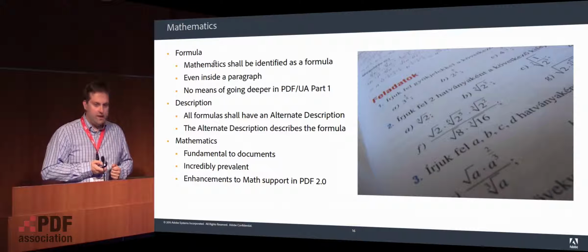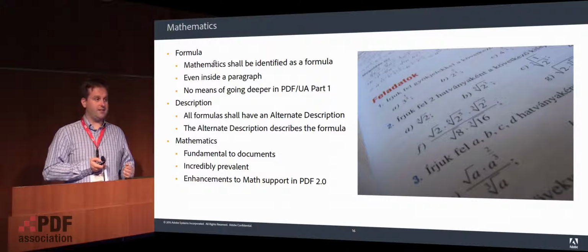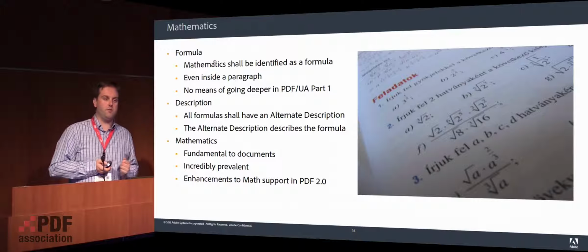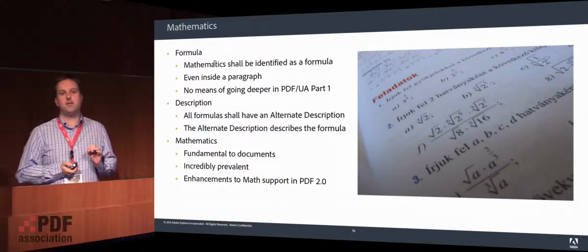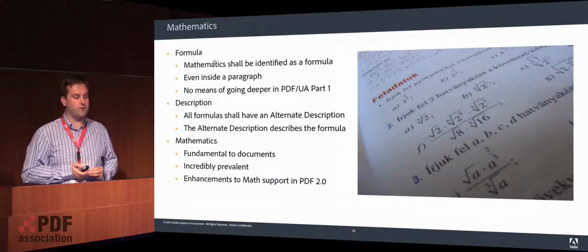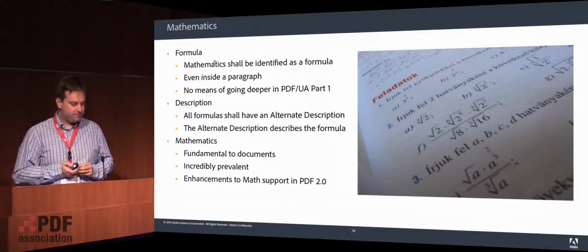In PDF 2.0, we're enhancing this to make math a first-class citizen. And so this isn't in PDF/UA Part 1, but future versions of PDF/UA will allow math to be marked up as a true first-class citizen of PDF and be able to be consumed as mathematics.